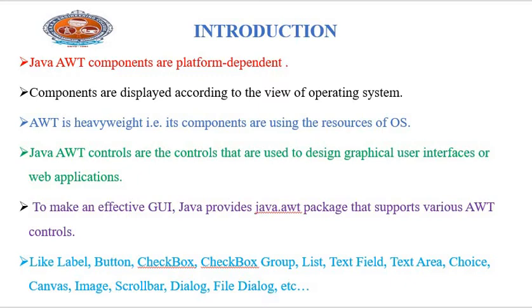Java AWT controls are the controls that are used to design graphical user interfaces or web applications to make an effective GUI. Java provides the java.awt package that supports various AWT controls like label, button, checkbox group, list, text field, text area, choice, canvas, image, scroll bar, dialog, file dialog, etc.